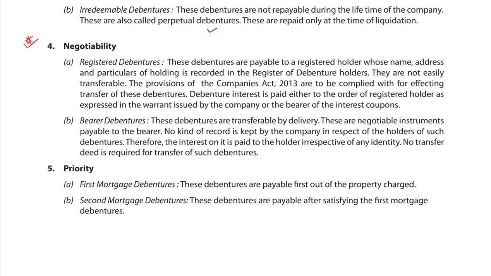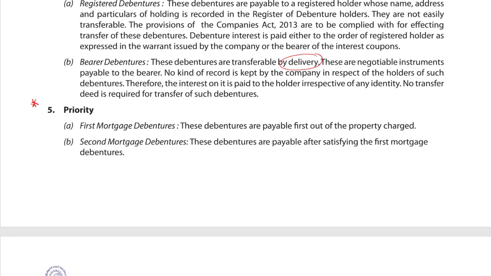Bearer debentures. These debentures are transferred by delivery. These are negotiable instruments payable to the bearer. No record is kept by the company in respect of holders of such debentures. Therefore, the interest on them is paid to the holders irrespective of any identity. No transfer deed is required for transfer of such debentures.